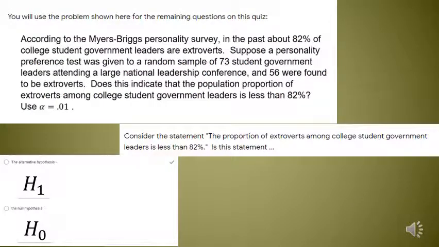Next one asks you about hypotheses. And the last part of the problem, it says, does this indicate that the population proportion of extroverts among college students is less than 82%? Well, you're supposed to look at the statement, the proportion is less than 82%. The one that you get by just basically copying the problem is always the alternative hypothesis, the H1, so it is the first choice. The null hypothesis would have said it's not less than 82%.